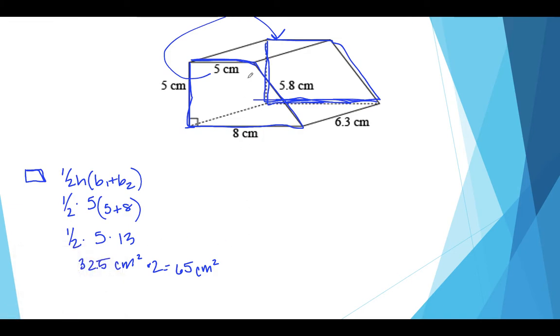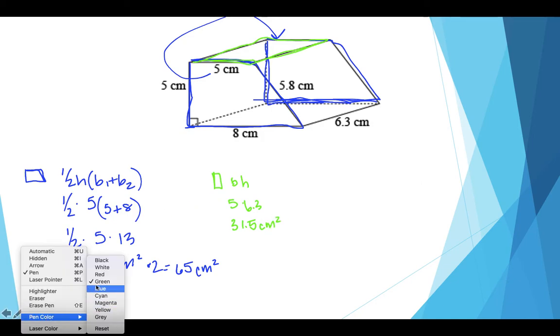Okay, so now we're going to work on the faces. The faces of the prisms are always going to be rectangles. So let's start with this one on the top here. So this is a rectangle, 5 by 6.3. So we're going to do rectangle base times height. That's 5 times 6.3, which gives us an area of 31.5 centimeters squared.